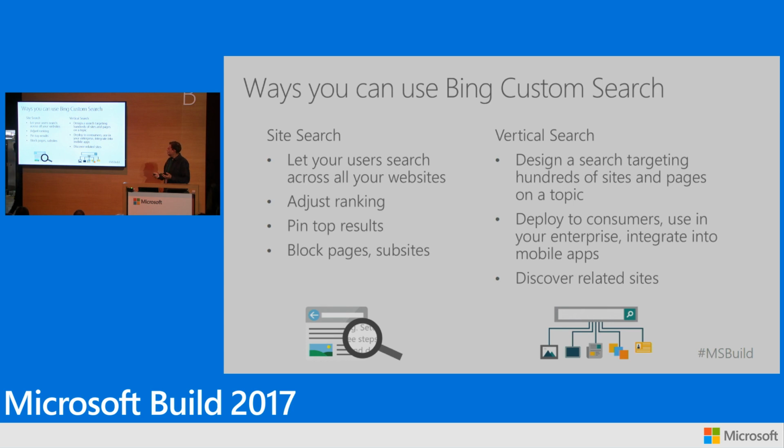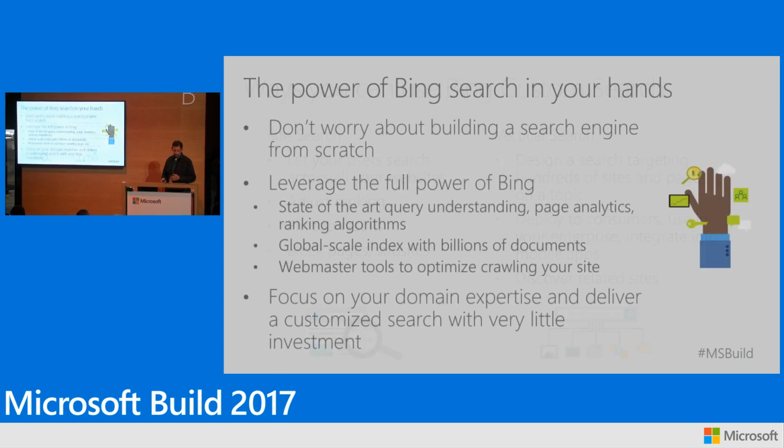And using the REST API and using our portal to configure it, you can deploy this to your consumers. You can use it in your enterprise. You can integrate it into mobile apps. And the interesting thing about vertical search, topical search, is that you can leverage the tool to discover related sites. So you can start with a small seed of sites that are related to your topic, and you can expand that to cover much, much more of the web. And you can play around with it and go back and forth, refresh the topic, or refresh the suggested sites, and really add them onto that.